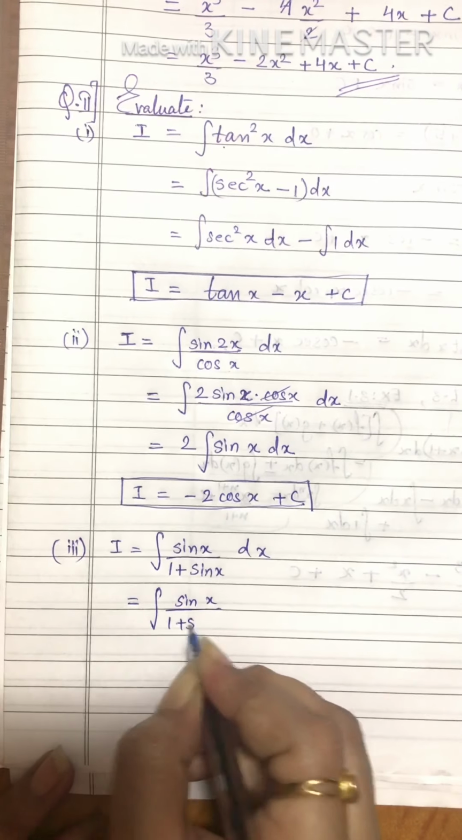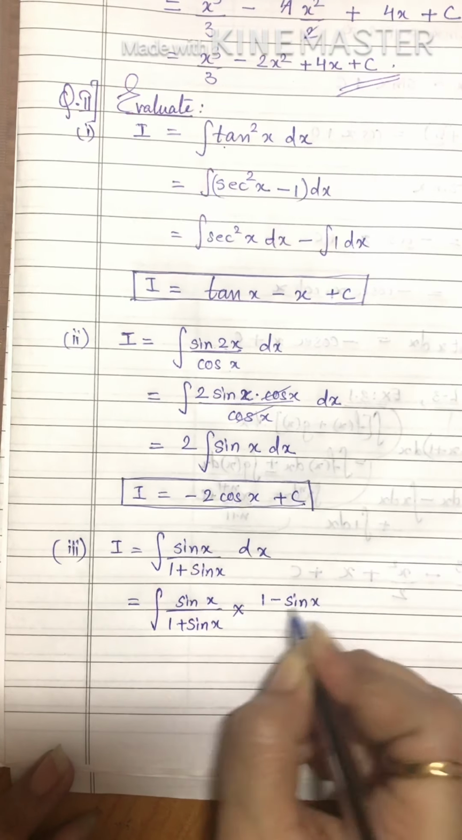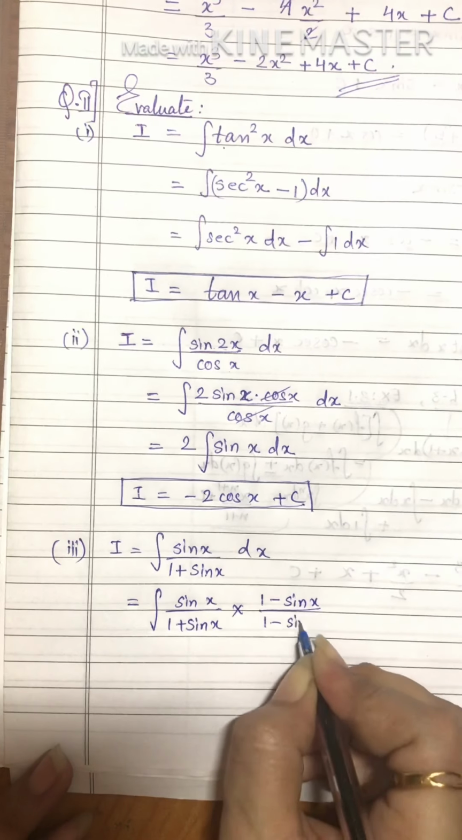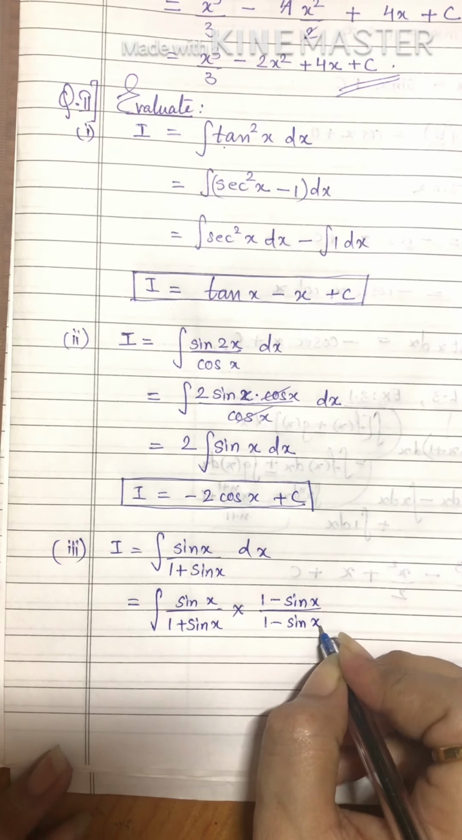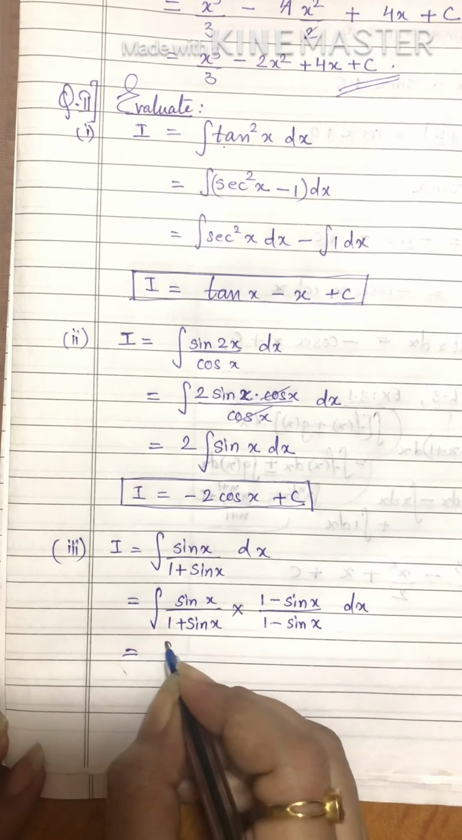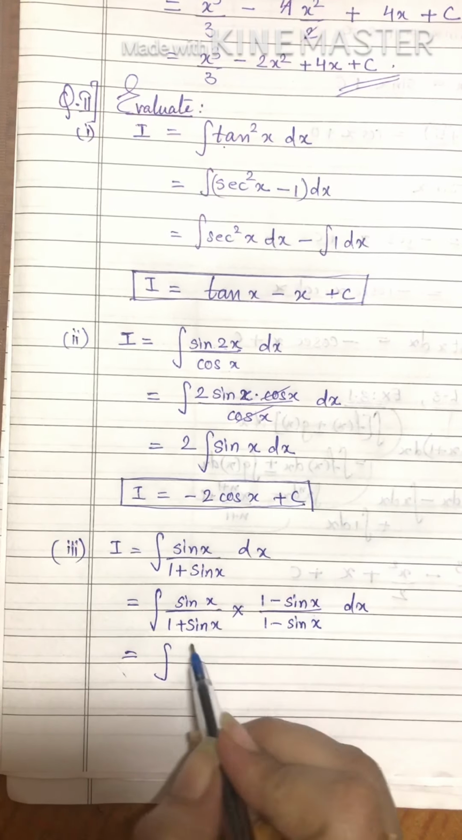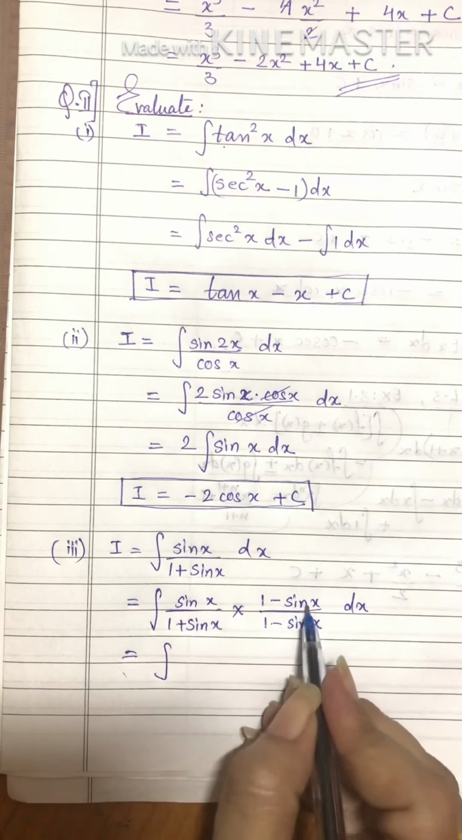We have seen such sums in our 11th standard also. What we do, you multiply and divide by the conjugate of the denominator. So here I multiply and divide by 1 minus sin x. Okay, so let's see next what we will get. Now do not cancel this, again you will go to step 1. So next what we need to do, multiply.